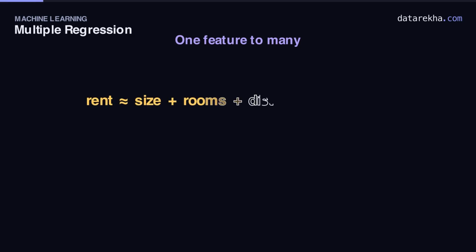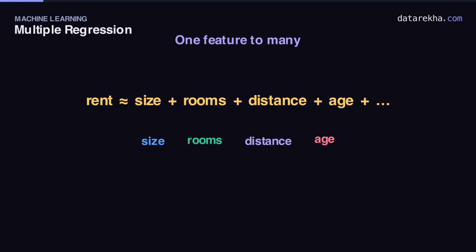Think about the rent on an apartment. It doesn't ride on one thing alone. It depends on the size, and the number of rooms, and how far it sits from the station, and its age, all at once. One straight line, driven by a single feature, can never capture that.